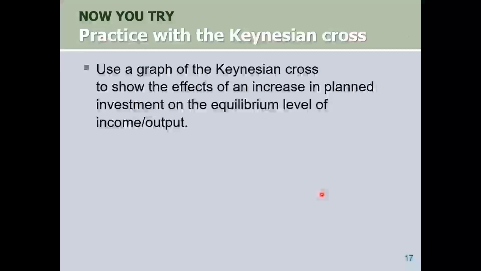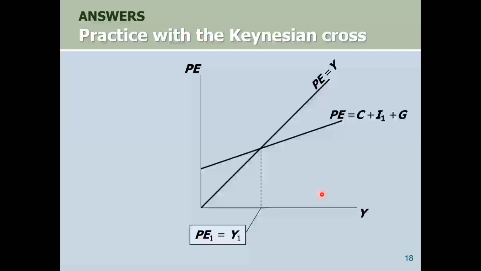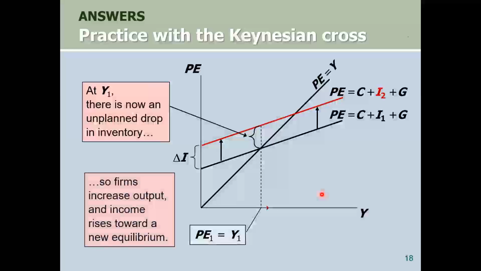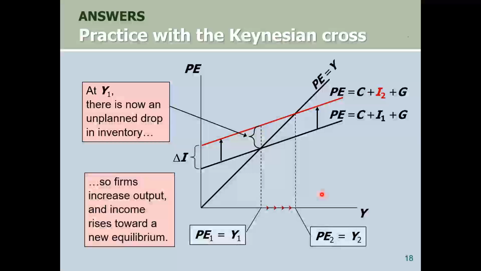Using a graph of the Keynesian cross to show the effects of an increase in planned investment on the equilibrium level of income. So, if planned investment increases, then there's going to be a shift in the planned expenditure, right? So if it increases, it means that PE is going to be more, so you're going to have an upward shift. And then the distance between the two is going to be an unplanned drop in inventory. So firms increase output and income rises towards a new equilibrium.